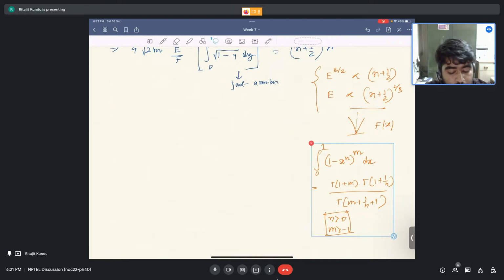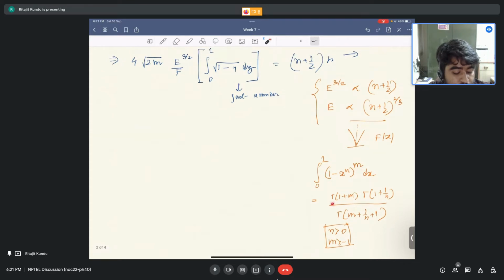Okay, so what I have here is 1 minus x to the power n, and m. This gives me some gamma functions: gamma 1 plus m and gamma 1 plus 1 by n, and in the denominator I have gamma m plus 1 by n plus 1. Using this formula, you have to be aware that the n sitting here has to be greater than 0, only then is this formula valid, and m sitting here should also be greater than -1. Other than these cases you cannot use this formula.